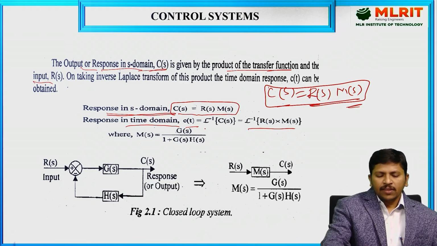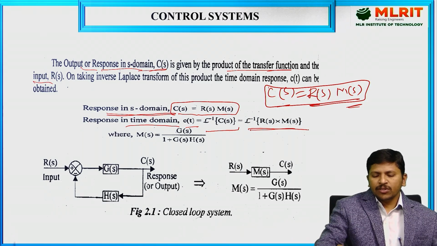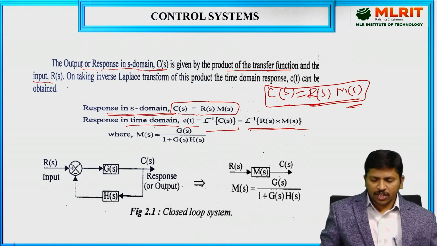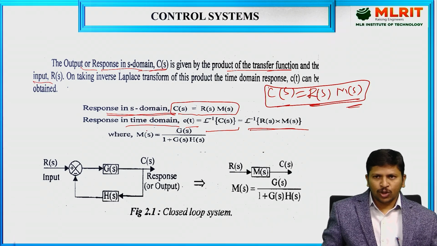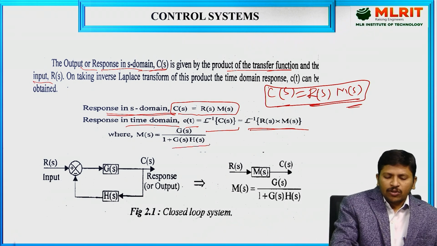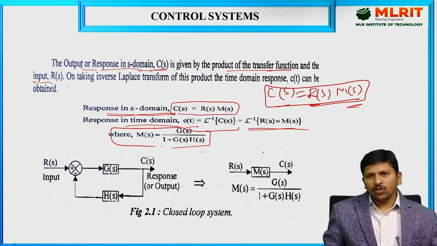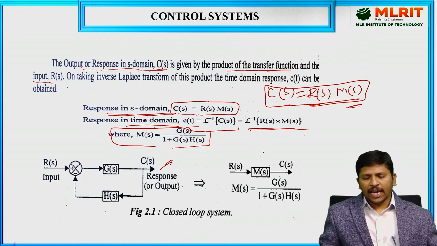Here, the inverse Laplace of C of S is nothing but C of t, that is the time response, and the inverse Laplace of the product of the input signal and the transfer function of the system gives us the time domain output, that is the response of the system in the time domain, right? Where M of S equals G of S divided by 1 plus G of S times H of S, from this circuit diagram, right? And this is the time response.